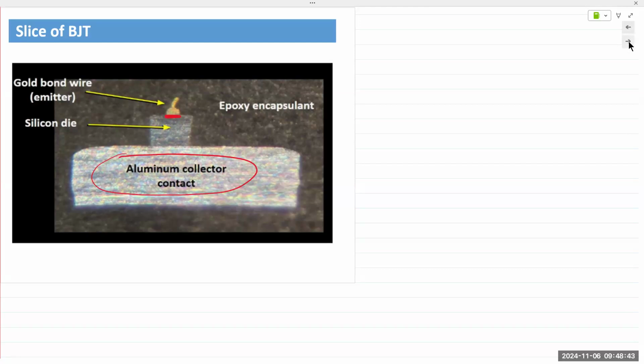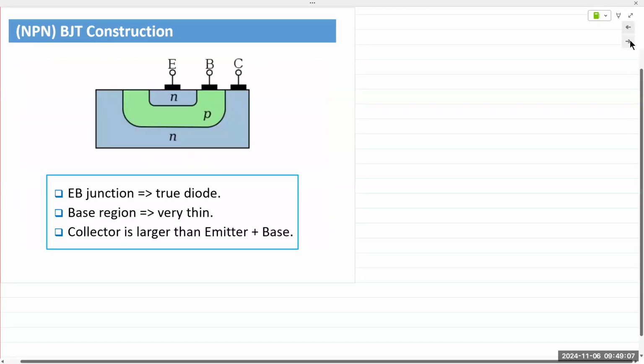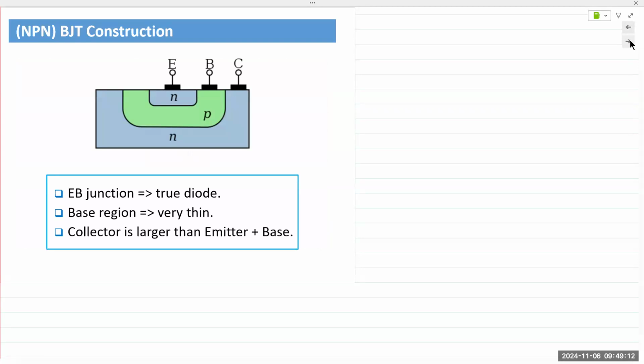On the next slide, I have a close-up top view of an integrated circuit transistor. All right, so let's see what an actual physical construction looks like. We said it's two back-to-back PN junctions, right? But the key point is in the differences of the construction.